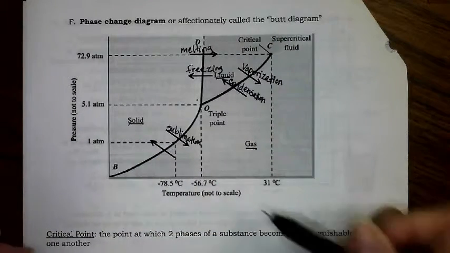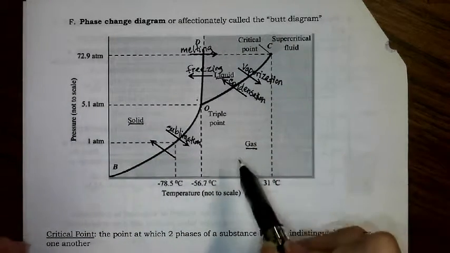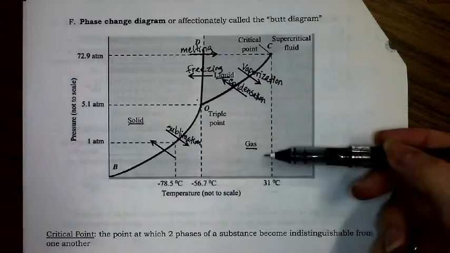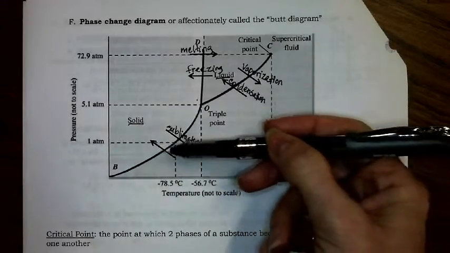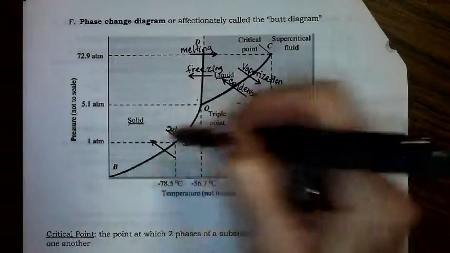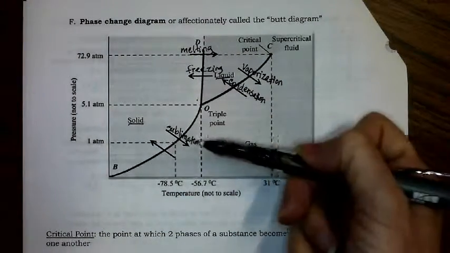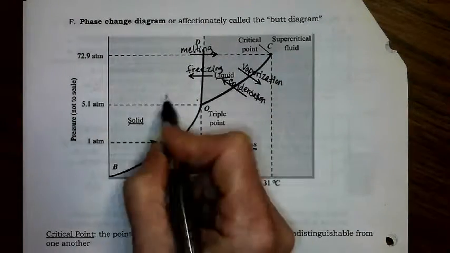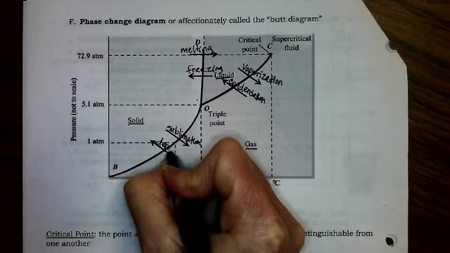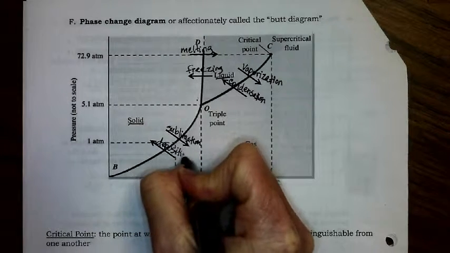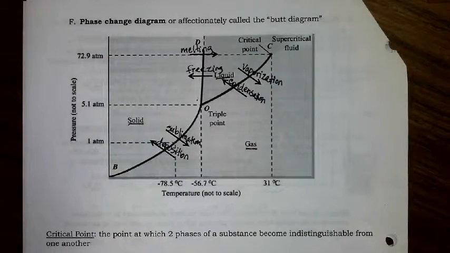And then let's say we do the reverse. Let's say we start as a gas and we cool it all the way down until it becomes a solid, and we cross this line going in that direction. That would be called deposition. So we have all 6 of our phase changes listed on this one graph.